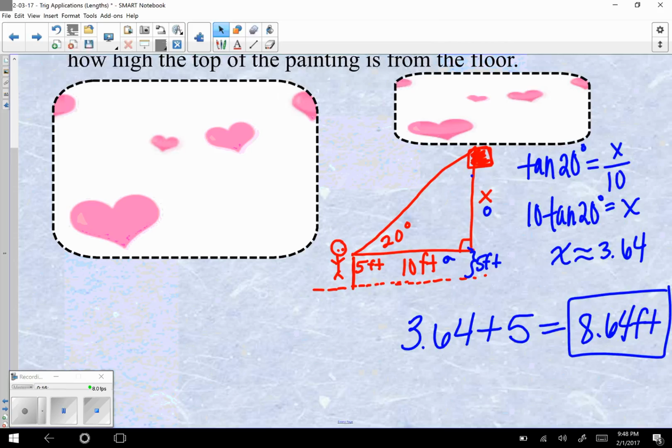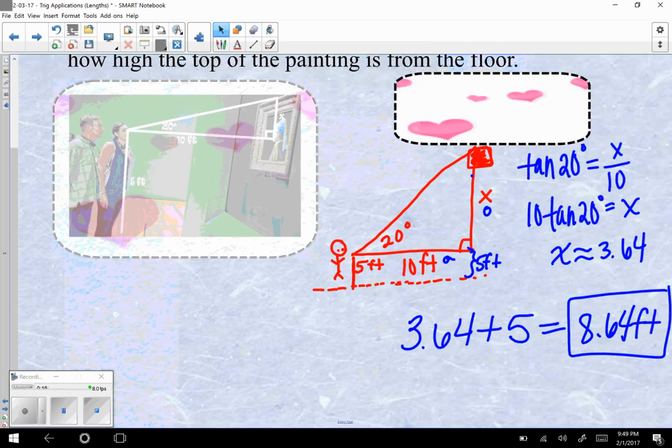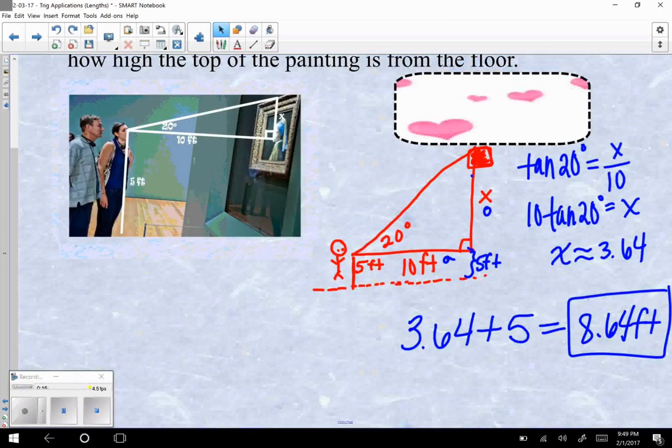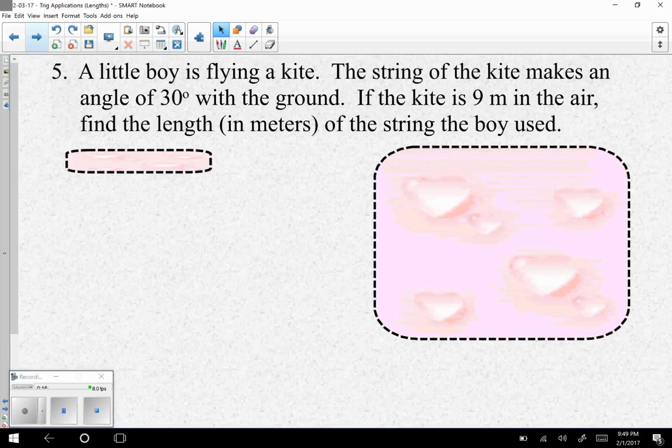Okay, so let's see how this picture looks compared to mine. A little bit easier to see there. All right, so number 5. A little boy is flying a kite. The string of the kite makes an angle of 30 degrees with the ground. If the kite is 9 meters in the air, find the length in meters of the string the boy used.